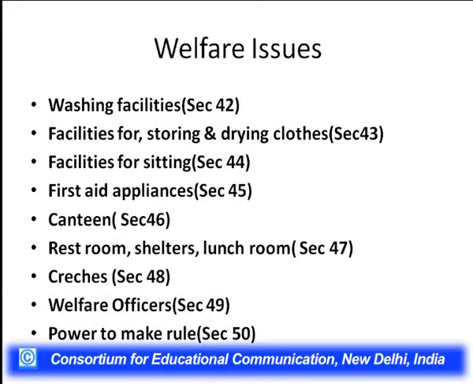The brief introduction of these welfare issues: Section 42 is regarding washing facilities. Section 43 is regarding facilities for storing and drying clothes. Section 44 is regarding facilities for sitting. Section 45 is regarding first aid appliances. Section 46 is regarding the canteen. Section 47 is regarding restrooms, shelters and lunch rooms. Section 48 is regarding crèches. Section 49 is regarding the welfare officer, and Section 50 is with regard to the power to make rules by the state government.